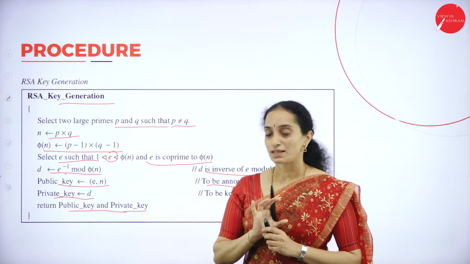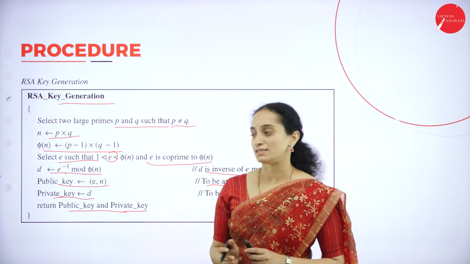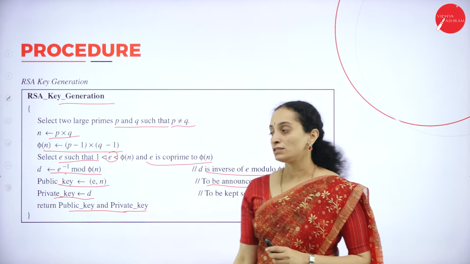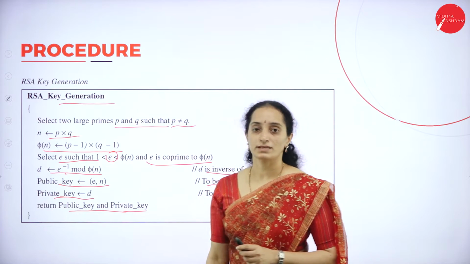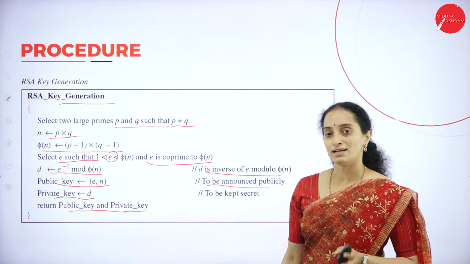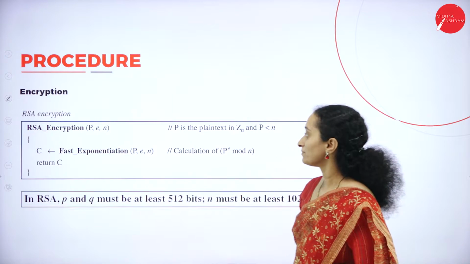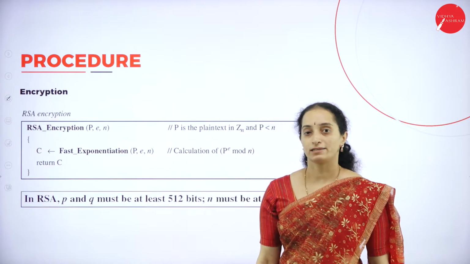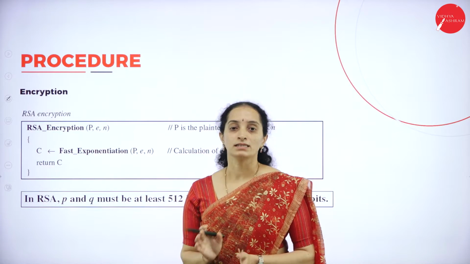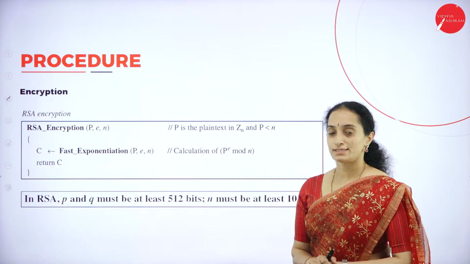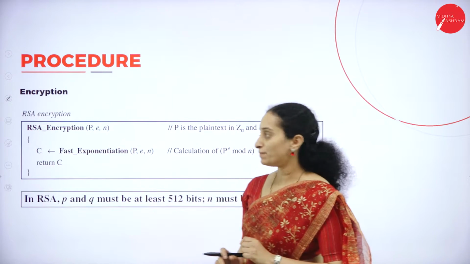When the ciphertext is received by the receiver, he uses the D value expression to calculate the plain text. Okay. So we use the RSA encryption method. Anyone can send a message to the receiver by using the public key.